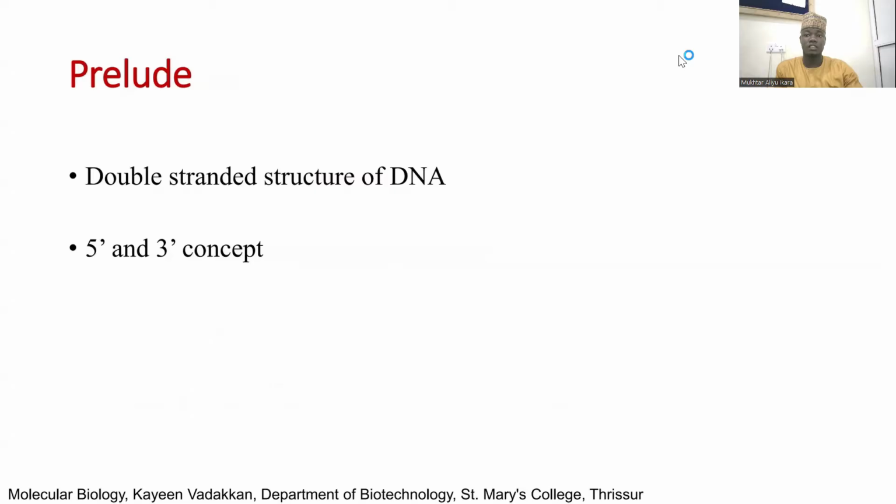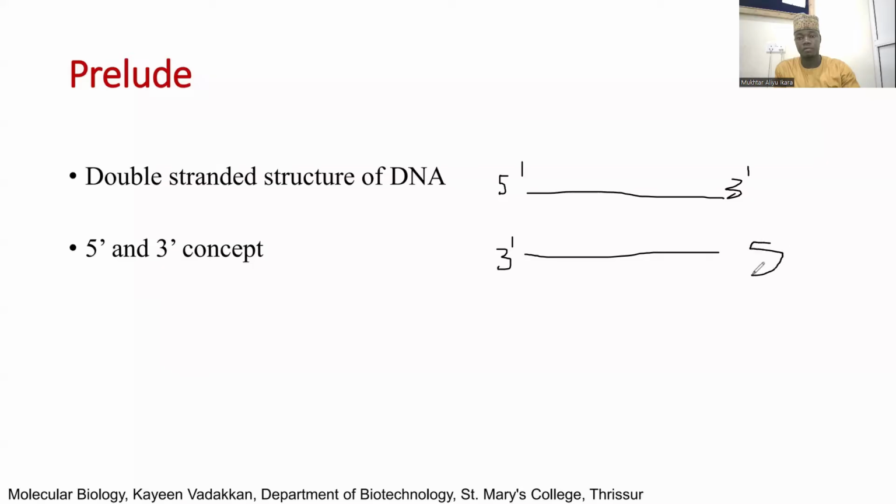What is a DNA? So a DNA is a double-stranded structure. It is a double-stranded structure that is made up of 5' end to 3' end, which is the same strand, and then also 3' to 5' direction. So this is the structure of DNA. So it's made up of a double-stranded structure.